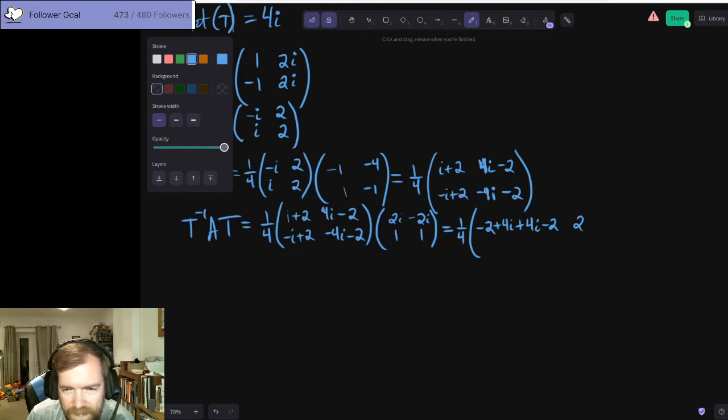Negative 2i times i is going to be 2. Negative 2i times 2 is going to be a negative 4i. Then we get, again, 4i minus 2 from the bottom entry. Then down here, same deal again. This is going to be negative i plus 2 times 2i, so we get a positive 2, and 2i times 2 is going to be a plus 4i.